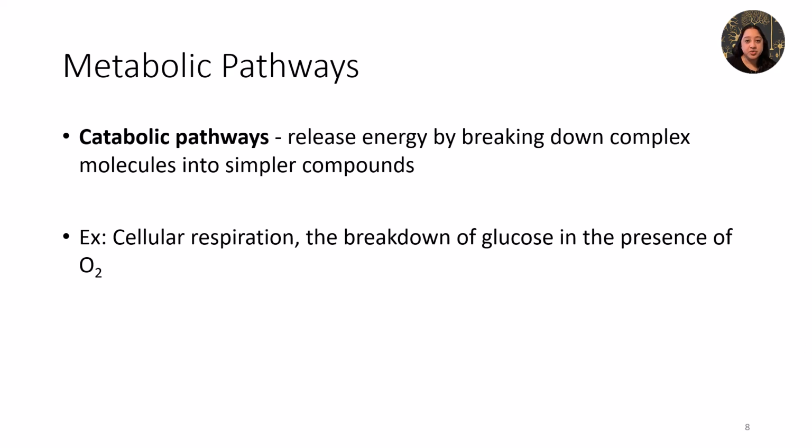So, for example, when we're going to talk about the process of cellular respiration, this is a catabolic pathway because you're breaking down a bigger complex molecule, glucose, into simpler compounds, and then this is going to end up releasing energy. So cellular respiration is going to be a catabolic pathway. You're breaking something complex down into simpler parts.